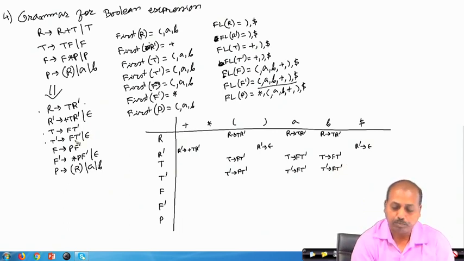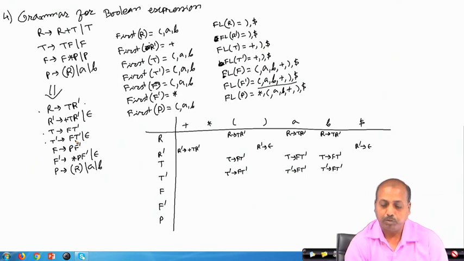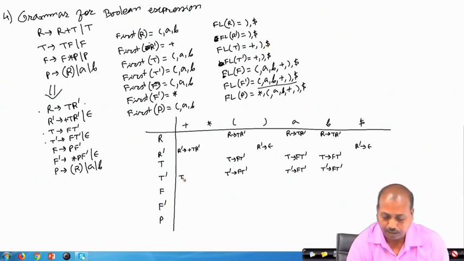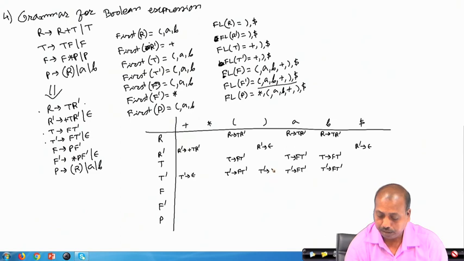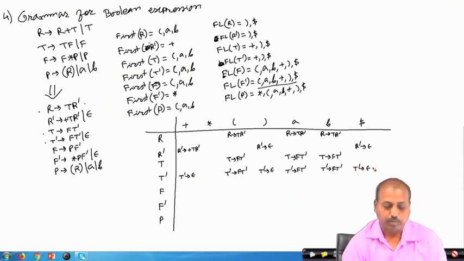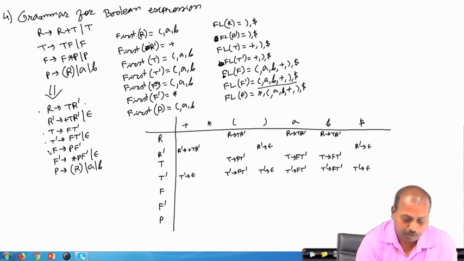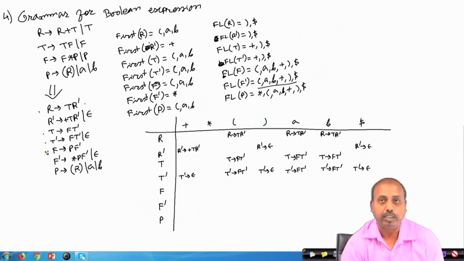Now, there is a rule T dash producing epsilon. So, I have to look into the follow set of T dash. The follow set of T dash has got plus, close parenthesis and dollar. There I have to add this rule, T dash producing epsilon, and here also T dash producing epsilon. So, this is done.